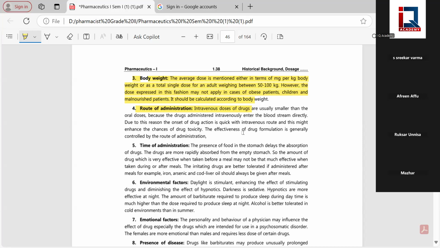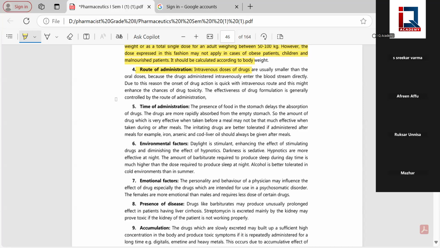Thank you. Okay, so route of administration is very, very important. In the IV route, the drug given should be lower in dose compared to the oral route. Even in controlled drug delivery, the route strengths will change. Depending on the type of drug delivery, whether it is immediate release, sustained release, or controlled release, the strength will change. Route of administration is also one of the factors.